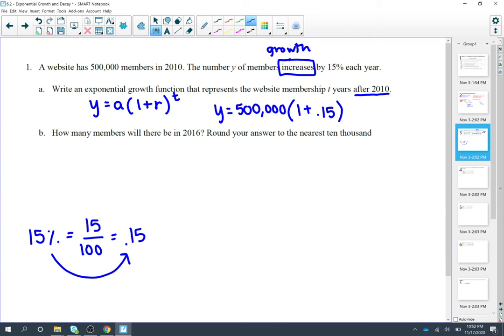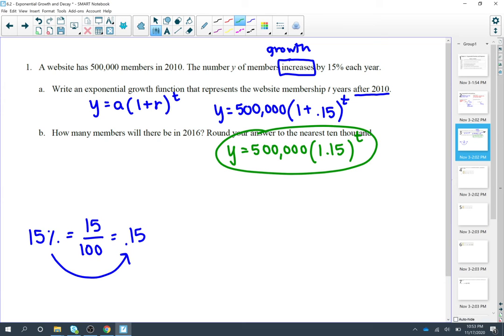And then it says as a function of t years, so we're leaving the variable t. Now, if you leave it like this, I am personally fine with that, but more commonly, you're probably going to see y equals 500,000, and then you actually take 1 plus 0.15 and get 1.15 to the power of t. So this would be your answer for part A, which is your growth function.